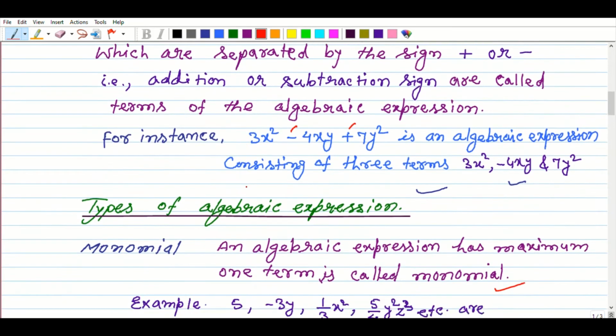First is monomial. Any algebraic expression containing maximum one term is called a monomial. Example, you can say 5, minus 3y, 1 by 3x square, 5 by 4y square z cube, etc. are the monomials.